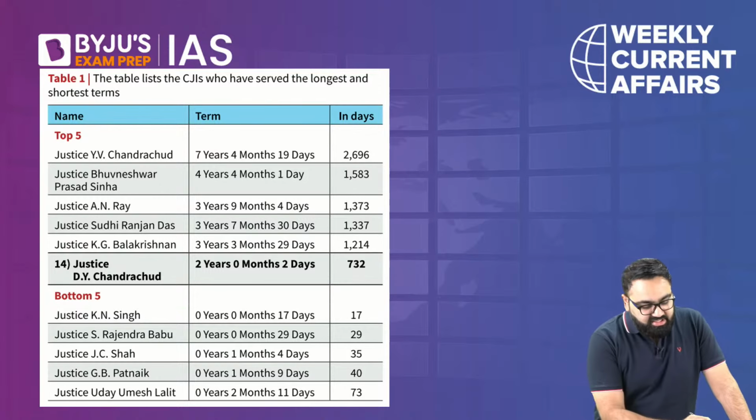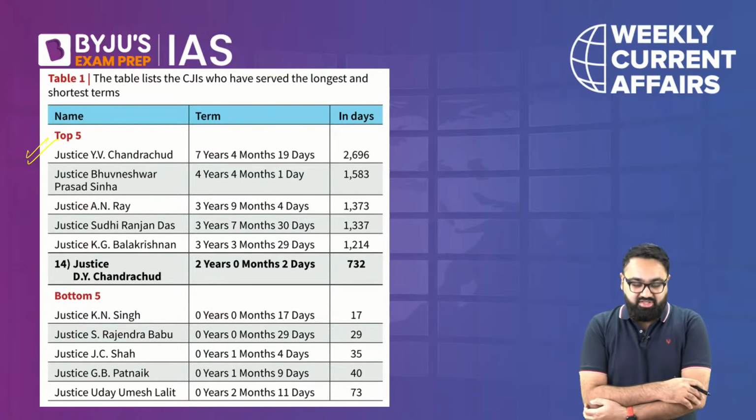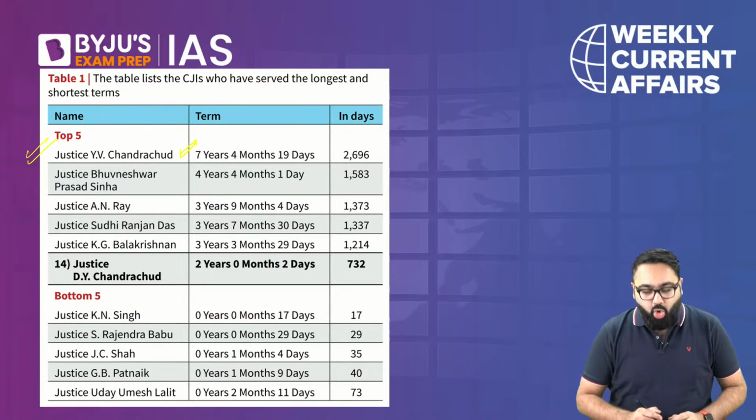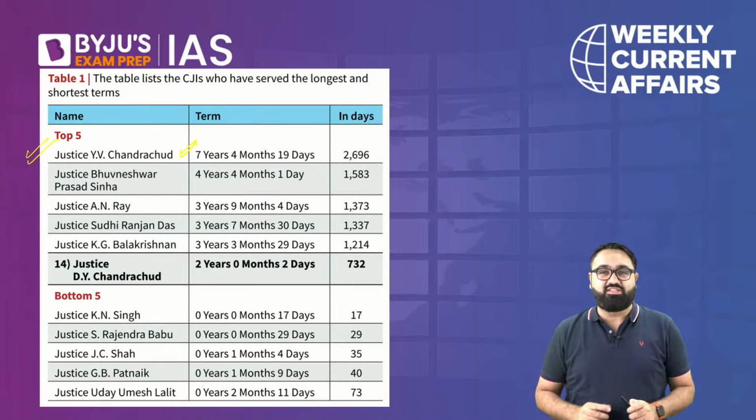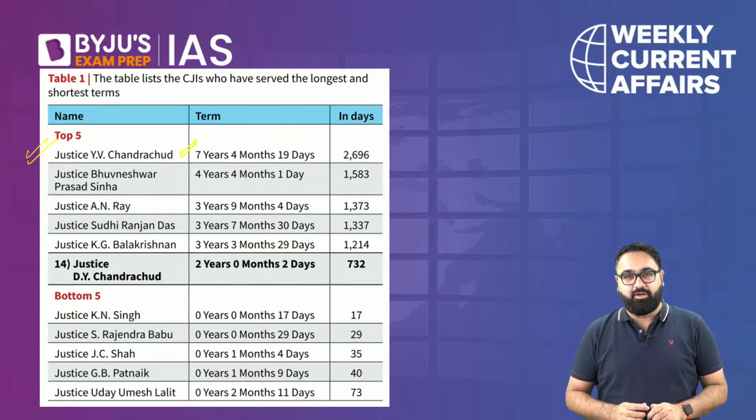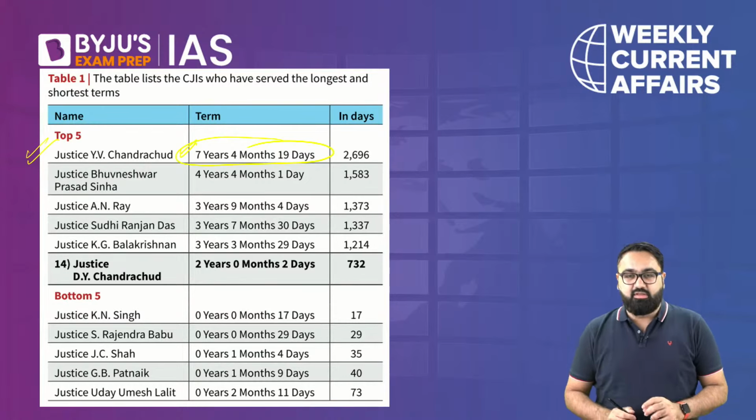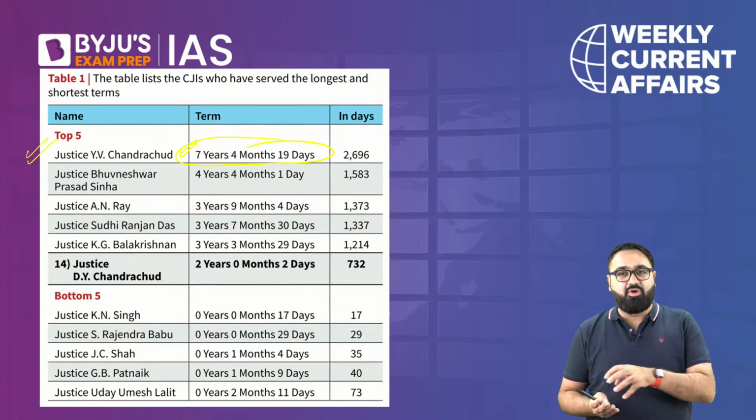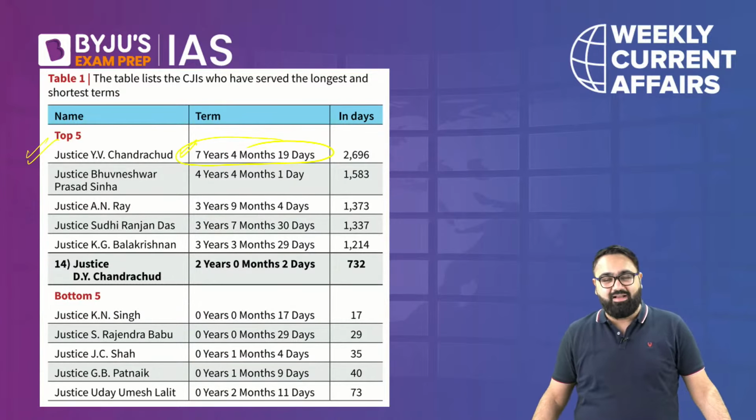The first name is Justice Y V Chandrachud. He is the father of Justice D Y Chandrachud. He is the one who holds the record for having the longest tenure as the Chief Justice of India in the history of India. His tenure was over 7 years. The reason why he had such a long tenure was because he was actually appointed as a Supreme Court judge at a very young age.